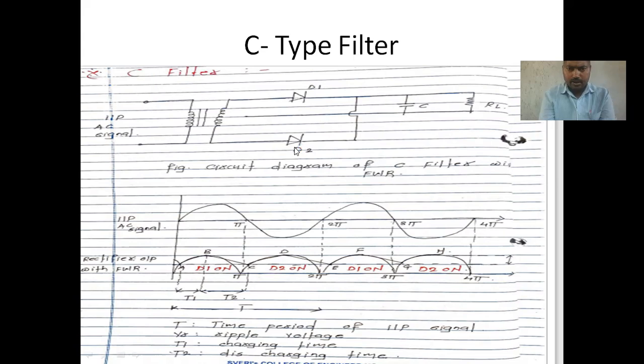Now, during the second half cycle, D2 conducts. Again it provides voltage to the capacitor, so the capacitor starts charging again. This charging and discharging keeps running, so the voltage we get is not pure DC, and it is not fully pulsating DC either. It is less pulsating.